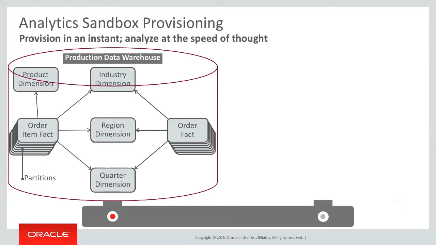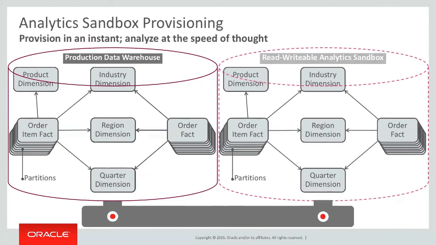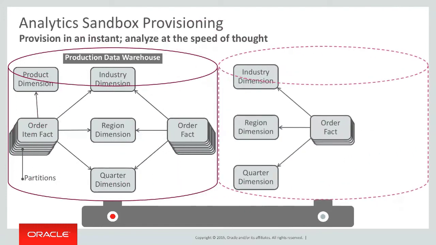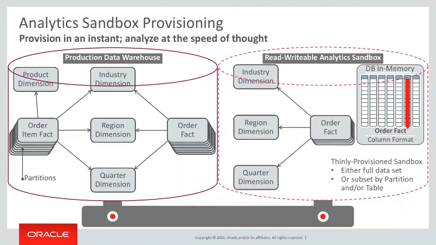But what they really want is to operate on all the data, and they want to operate on it right now. And this is where the snapshot cloning comes in. So what we can do is take a production data warehouse, even a massive one, and create a snapshot clone of it very, very quickly. So you provision in an instant, and then you do your analysis at the speed of thought. If you're using something like Oracle Database In-Memory, which works fine with multitenant, you can do this analysis very, very quickly. When you're done, you throw it away and take a new clone, in this case a subset clone, the same sorts of thing. Works great with Database In-Memory.